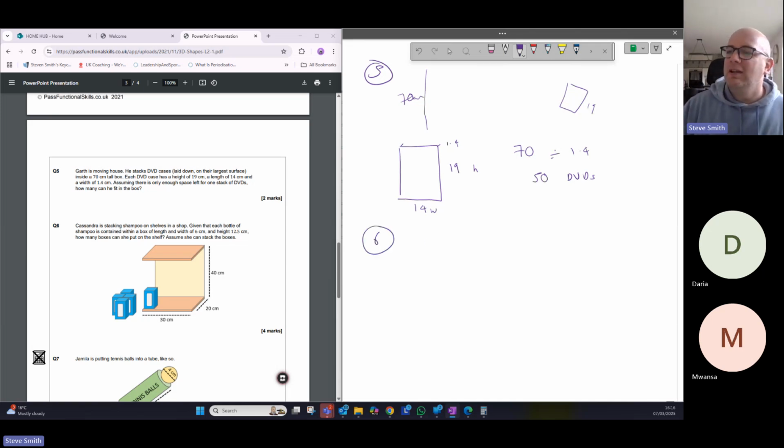Question 6. Wow, another one. Cassandra is stacking shampoo on the shelves of a shop. Given that each bottle of shampoo is contained within a box of length and width of 6 centimeters and a height of 12.5. Okay, so each box of shampoo. And I'm not brilliant at drawing 3D, as you've already figured out. So we've got each box, so it's 6 and 6, and it's 12.5 high. How many boxes can she put on the shelf? Assume she can stack the boxes.